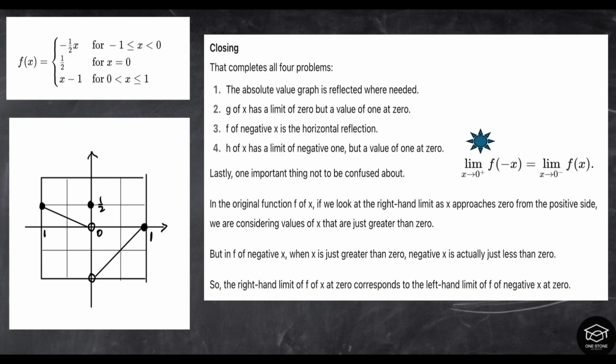Lastly, one important thing not to be confused about. In the original function f(x), if we look at the right-hand limit as x approaches 0 from the positive side, we are considering values of x that are just greater than 0. But in f(-x), when x is just greater than 0, -x is actually just less than 0. So, the right-hand limit of f(x) at 0 corresponds to the left-hand limit of f(-x) at 0.